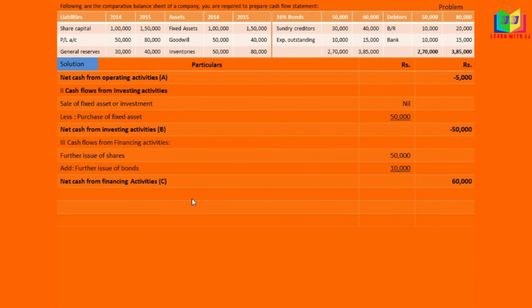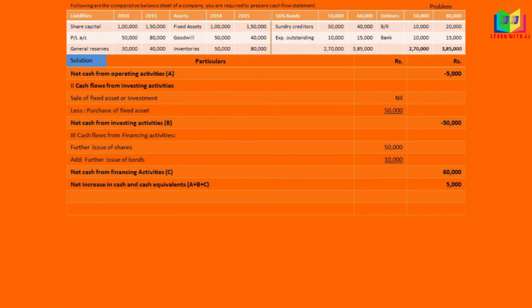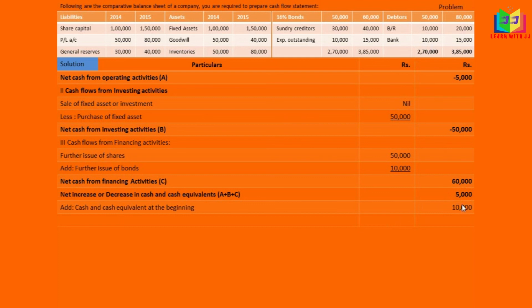And now we have to find the net increase or decrease. These two are negative figures, so if we add them, we'll get minus 55,000. And with this, we have to adjust 60,000. So we'll get positive 5,000. So net increase in cash and cash equivalent is 5,000. And with this, we have to add the opening balance of cash, that is 10,000. If we add it, we have to get the closing balance. The closing balance is 15,000 here. If we add this, we'll get 15,000.